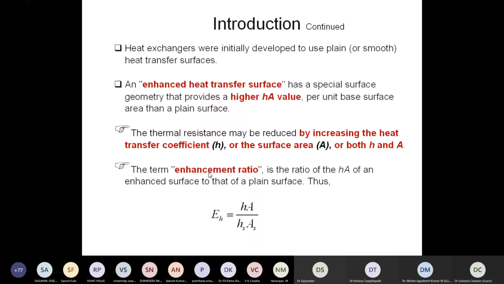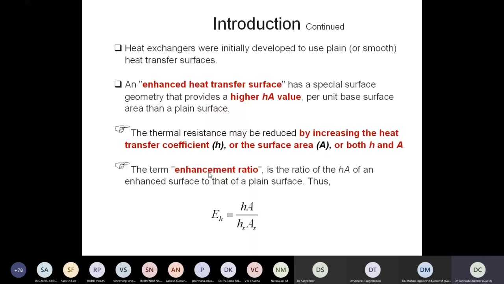right? The thermal resistance may be reduced, or heat transfer can be increased, by increasing the heat transfer coefficient, or by increasing the surface area, or both. So this is what we are ultimately doing whenever we talk about enhancement by any means. We are either trying to enhance the value of h, or the value of area, or both h and A, right?